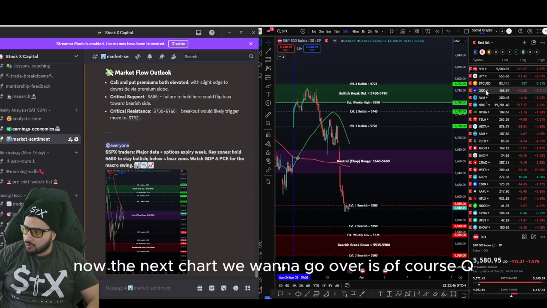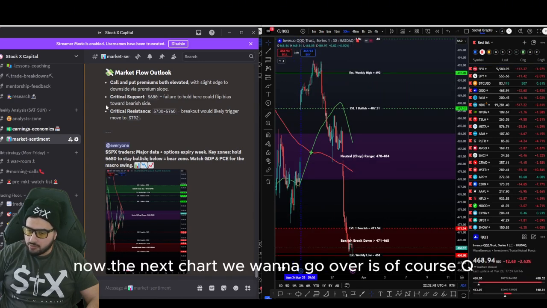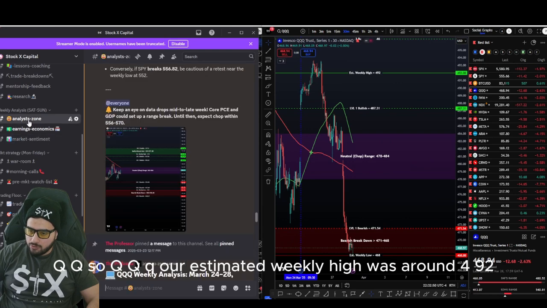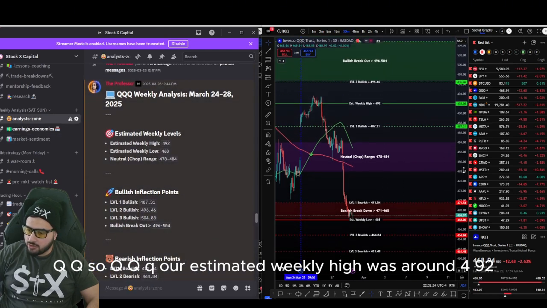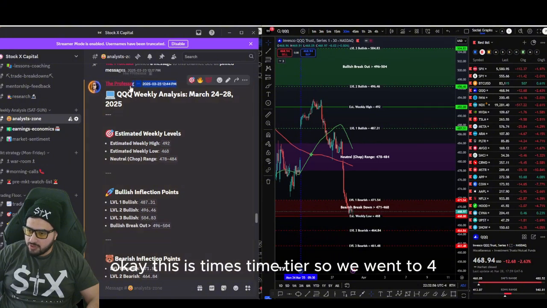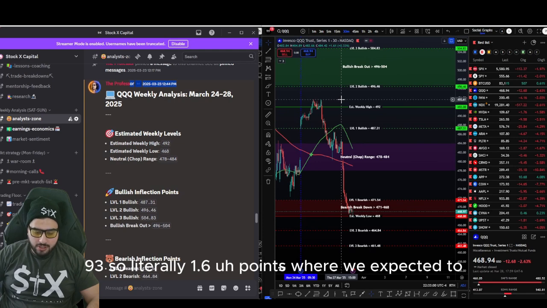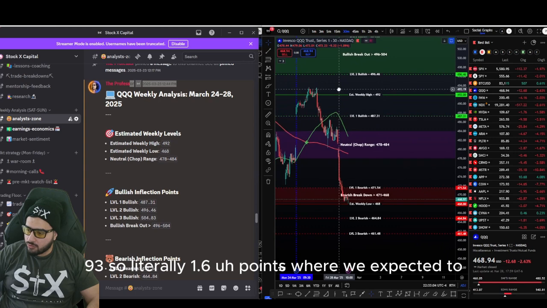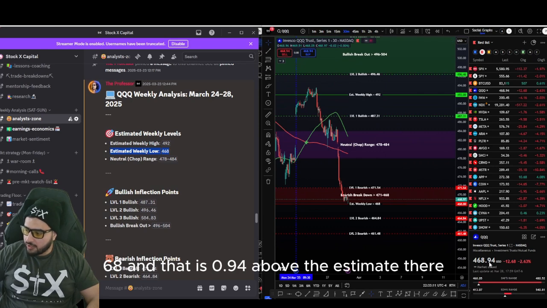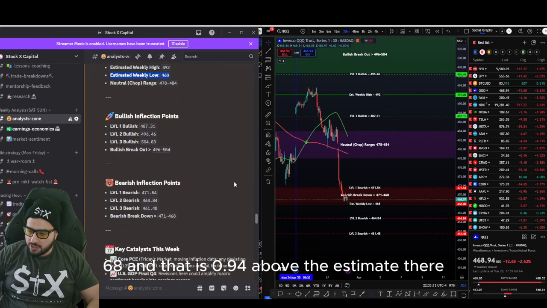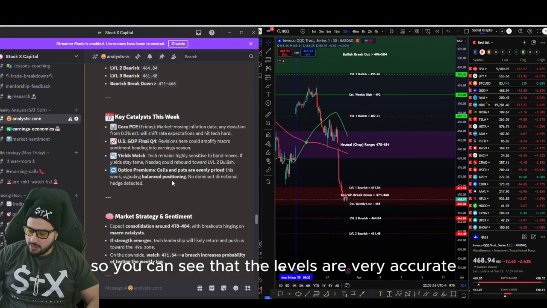Now the next chart we want to go over is, of course, QQQ. So QQQ, our estimated weekly high was around 492. Okay, this is time stamped here. So we went to 493, so literally 1.6 points where we expected to, and it closed right near our estimated weekly low at 468, and that is 0.94 above the estimate there.